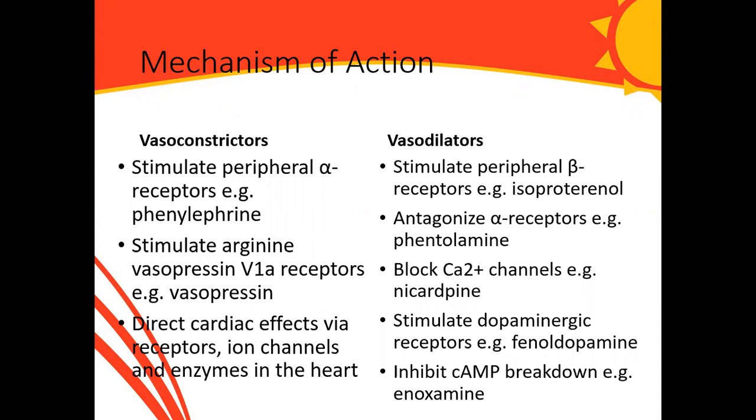Vasodilators can also be grouped on the basis of mechanism of action. Those that stimulate the peripheral beta-adrenergic receptors, like isoproterenol. We have those that antagonize alpha receptors, the phenethylamines. These are used for adrenergic crisis. We have the calcium channel blockers, nicardipine, and others. And we have those that stimulate dopaminergic receptors, and those that inhibit cyclic AMP breakdown, the enosamines.